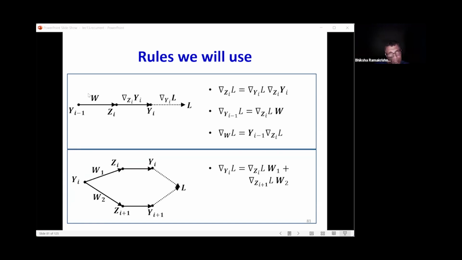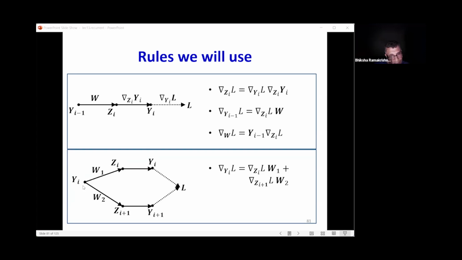Also, for the weights, we saw that the derivative of the loss with respect to the weight was simply this y times the derivative of the loss with respect to z. We saw this in class as well, right? So these are old rules. We've already seen this. We're going to reuse those.